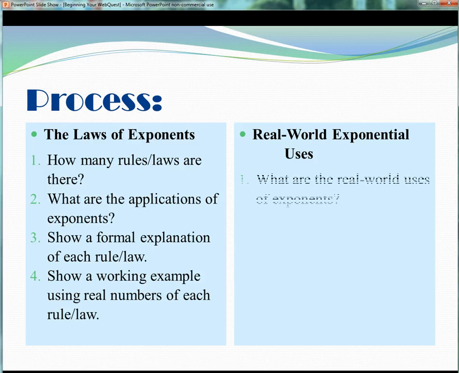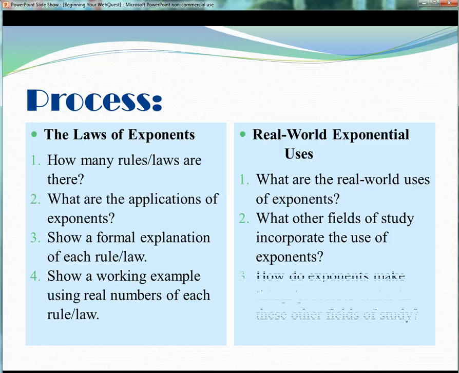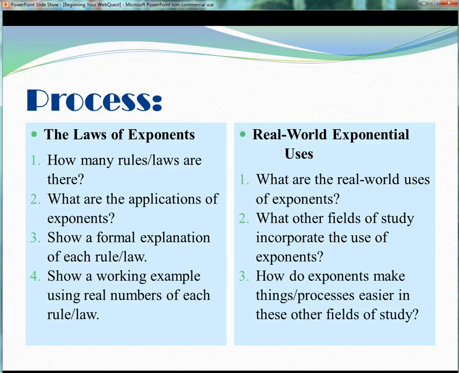Real-world exponential uses. 1. What are the real-world uses of exponents? 2. What other fields of study incorporate the use of exponents? 3. How do exponents make things, processes, easier in these other fields of study?